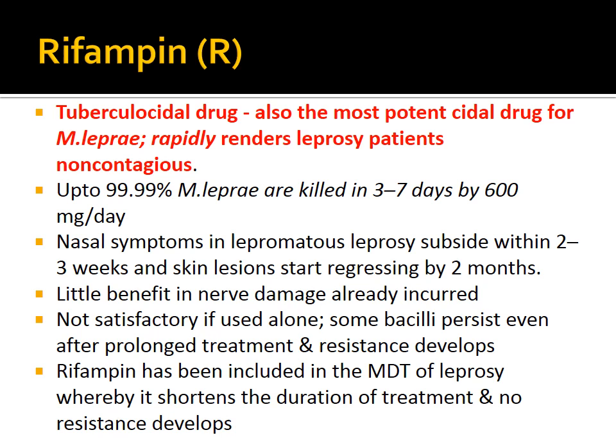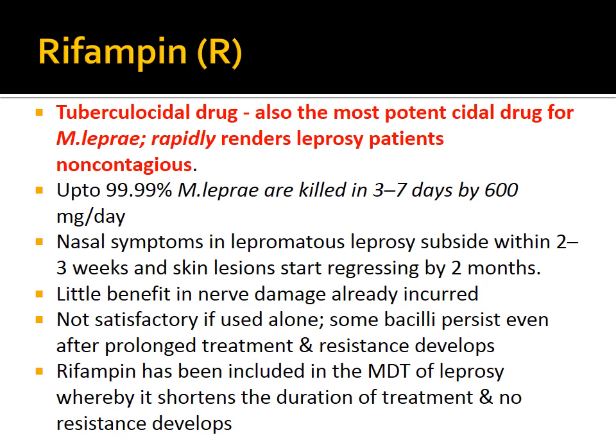Okay, and the second thing, 99.99% of Mycobacterium leprae are killed in just 3 to 7 days when we give rifampicin 600 mg per day. This is the same dose which we give daily in tuberculosis. So that can kill almost 99.99% of bacilli in 3 to 7 days.